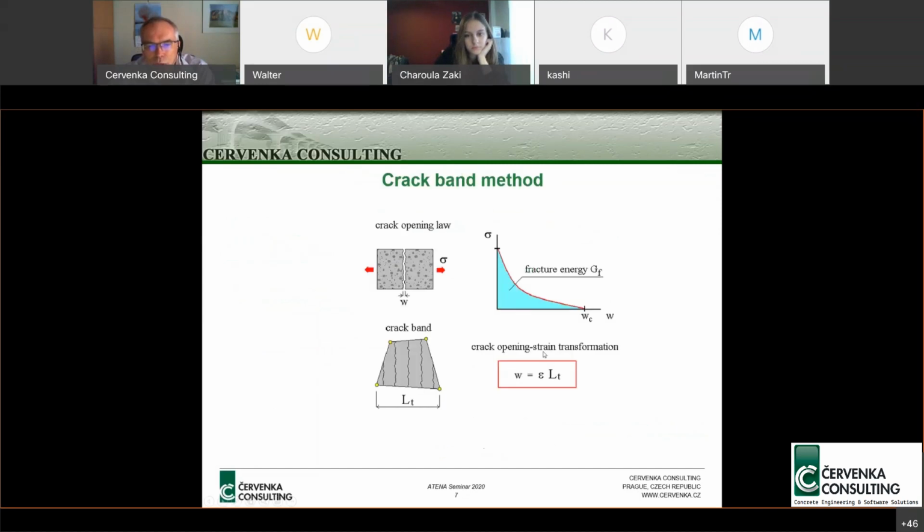I told you that we are using this crack band approach. The basic idea of this approach is that we assume that there is a single crack inside our finite element, but the behavior of this crack is smeared over the volume of the element. And this smearing is done through this crack band size, LT. That means the crack opening is basically a multiplication of the fracturing strain times this crack band size.